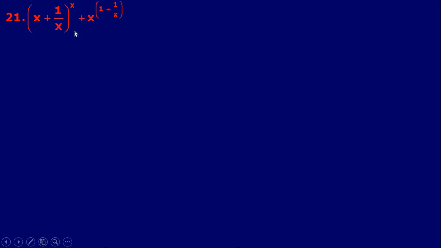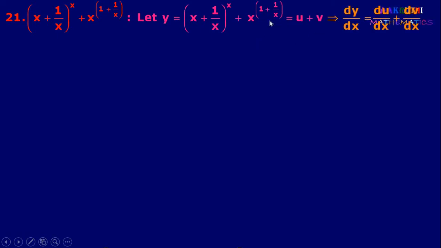So next problem, it is (x plus 1 by x) whole power x plus x to the power (1 plus 1 by x). Here also base is variable, power is variable, so you have to use logarithmic differentiation. First we take y equal to (x plus 1 by x) whole power x plus x to the power (1 plus 1 by x), and we take it as u and v. So y equal to u plus v. Now when we differentiate, we get dy by dx equal to du by dx plus dv by dx. So separately you have to differentiate.